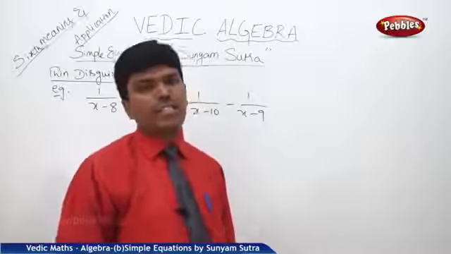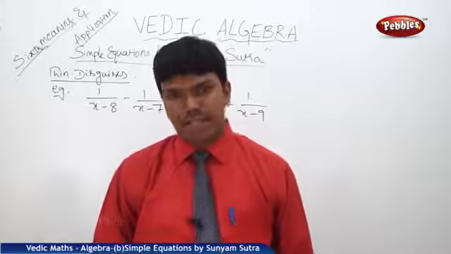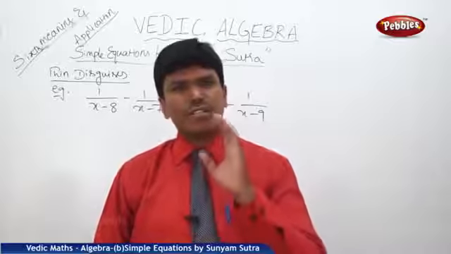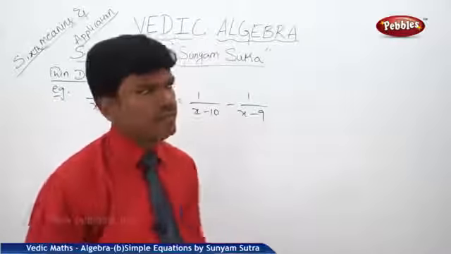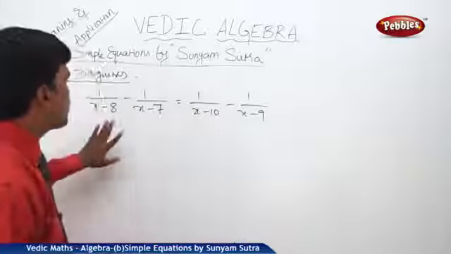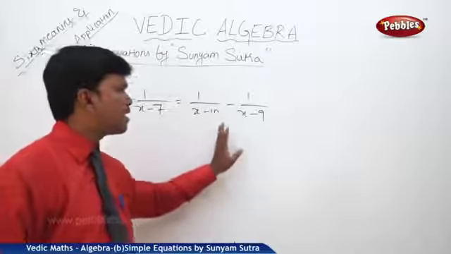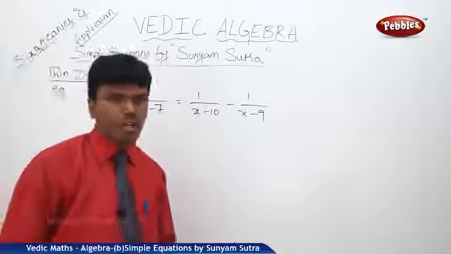In the same sixth meaning and its application, we will see a thin disguise in a problem whenever the sums of the denominators are not equal. How? Let us see. For example, the problem 1 by x minus 8 minus 1 by x minus 7 equal to 1 by x minus 10 minus 1 by x minus 9. This is the equation which we are having now.